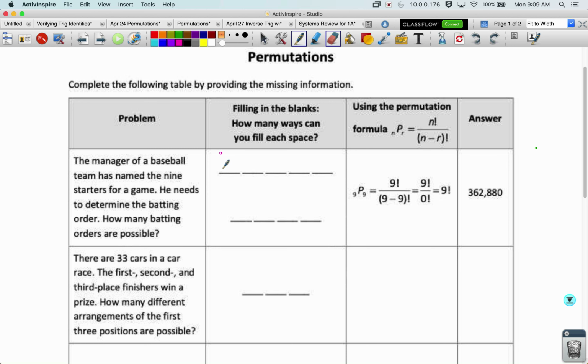So how many ways can you fill in this first spot? Well, he's got 9 players, so he can fill it in with 9 people. But when we move to the second spot, that first one's already been filled, so there's only 8 people remaining. And then 7 people remaining for the 7th spot, 6, then 5, then 4, then 3. And when it gets down to the last 2, he's got 2 choices for this one, and then the only person remaining will get that 9th spot.